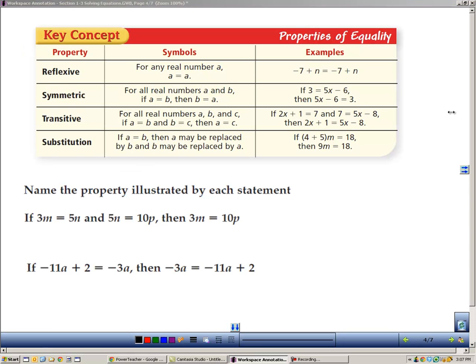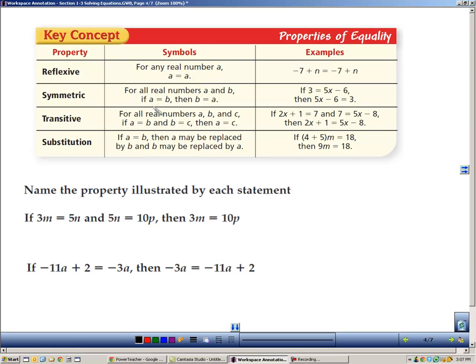Here we have more properties that make up the building blocks of algebra. The reflexive property says if one side of an equation is something, then the other side equals exactly the same thing. That's the reflexive property. It's like looking in a mirror. The word that I think of is reflection. So the left side equals the right side exactly.